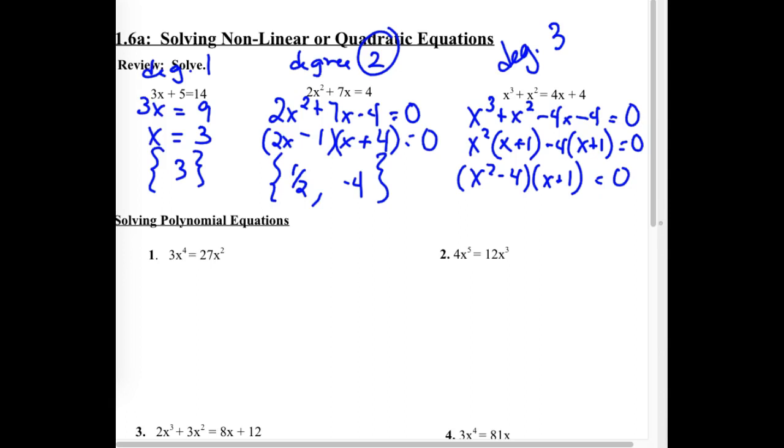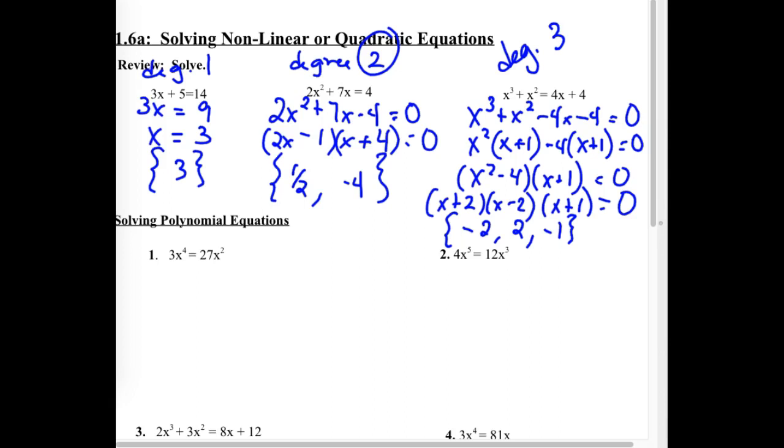Can we factor x squared minus 4 further? Yes, that is a difference of squares pattern. X plus 2, x minus 2. So our solutions would be a negative 2, a positive 2, and a negative 1. I just went in the order of the factors. I don't really care which order you put them in. That's fine. Did we get 3 answers? So what you want to take away from this is the degree of your polynomial is going to tell you how many solutions there should be.